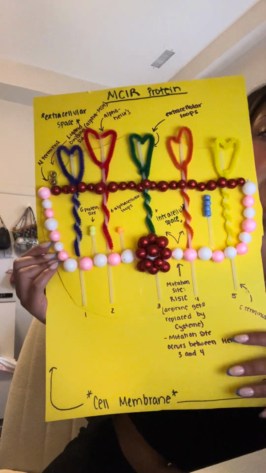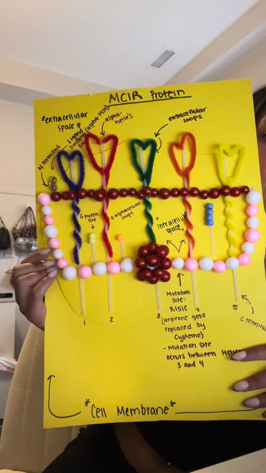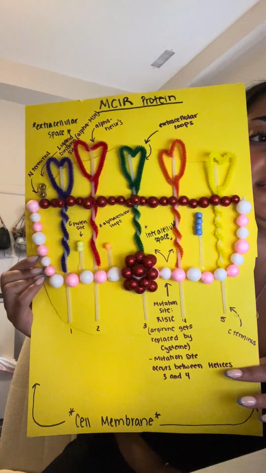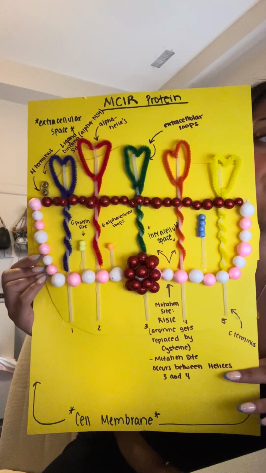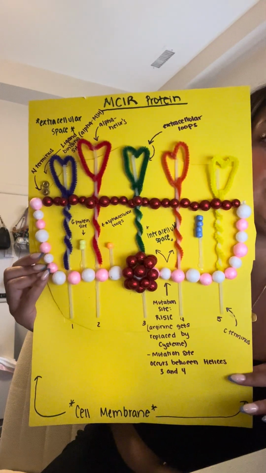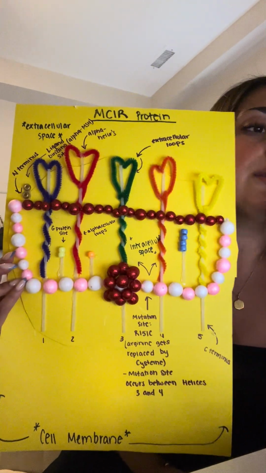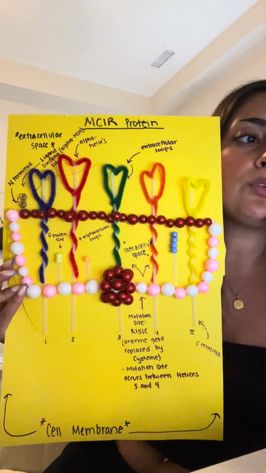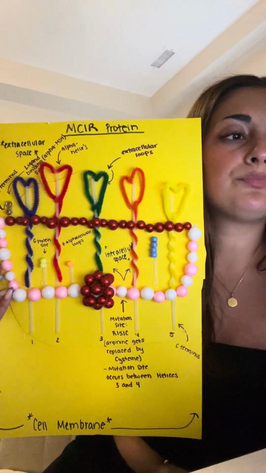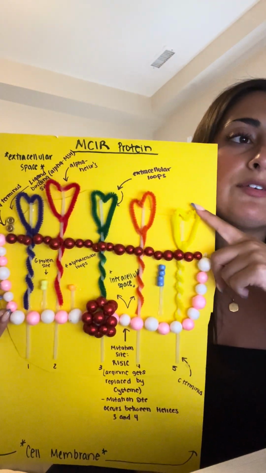So overall, the 3D shape of my protein, the MC1R, is a G protein coupled receptor, which has a distinctive serpentine shape, meaning it weaves back and forth through the cell membrane. It has 7 transmembrane alpha helixes that cross the membrane, and in the overall arrangement, these helixes form the core structure of the receptor. For my model, I used pipe cleaners to represent the 7 alpha helixes.